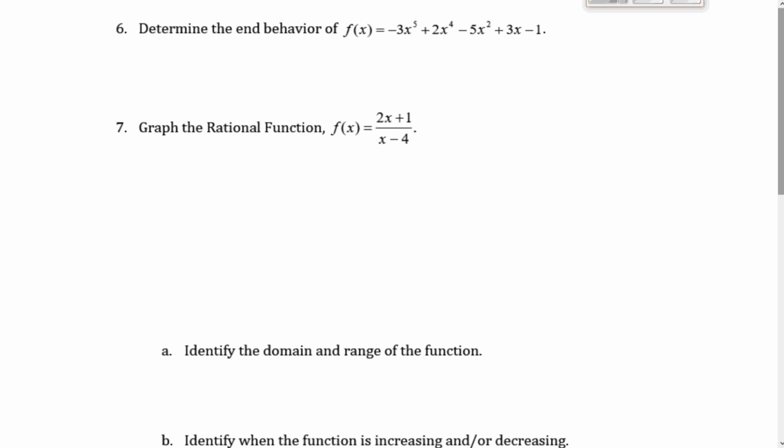Okay, so determine the end behavior. So we want to look at, we can do 2 different things. We can look at the degree, so that's 5, so it normally should look like this, right? Now because this negative out front, that's going to flip it over the x-axis, so our answer is actually going to be, that's our end behavior. So farther out to the left, it goes up, and then farther out to the right, it goes down. Okay, so there's our end behavior.